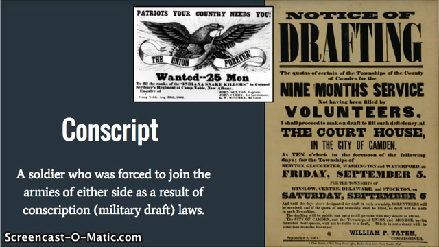The term conscript was used to refer to the men who were forced to join the army of either side during the Civil War. Today, we would call these men draftees, men who were drafted into the military. Both the Union and the Confederacy drafted thousands of conscripts during the course of the war, though the Union was able to draft many more men than the Confederates because of a larger male population.